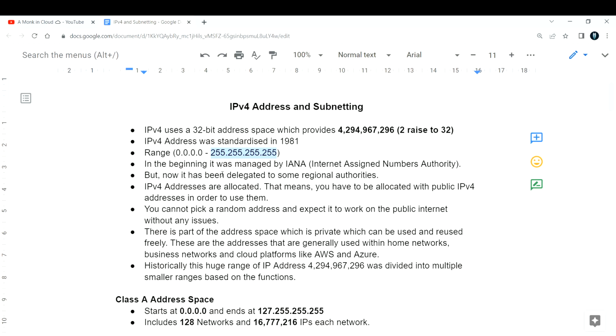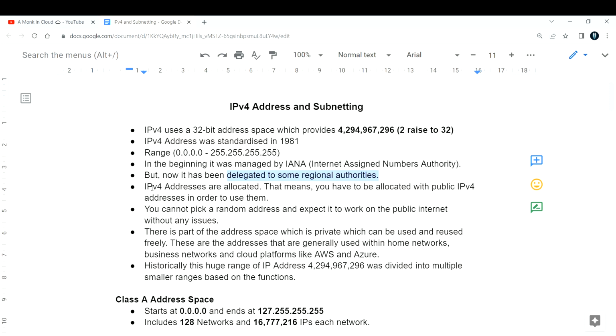It was initially managed by IANA, the Internet Assigned Numbers Authority. It is a standards organization which was managing IPv4, and I think DNS was also managed by IANA previously. But now it has delegated and offloaded some of this work to regional authorities to take care of these things.